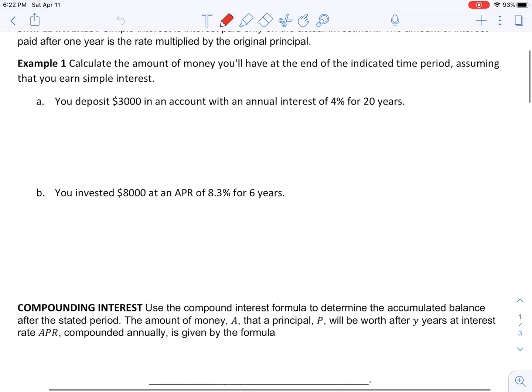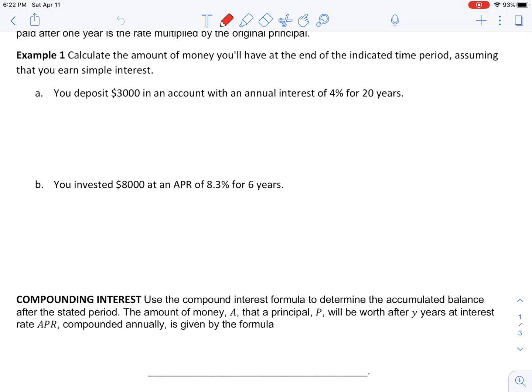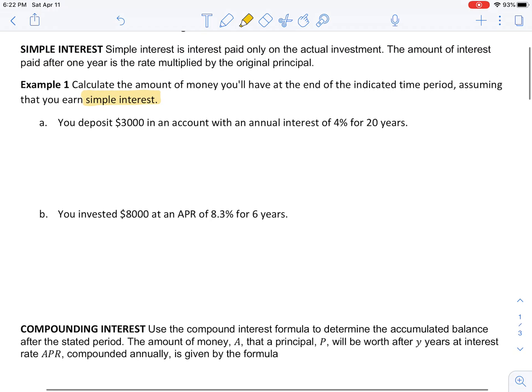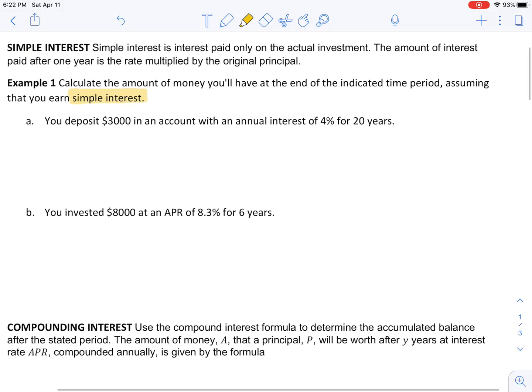Example 1. Let's calculate the amount of money that we're going to have at the end of this investment period by first finding the interest, and we're going to add that interest to the original investment amount, assuming that you earn simple interest. Because we're going to look at different types of interest today, look for these keywords. When you see simple interest, just know that the amount of interest paid after 1 year is the rate multiplied by the original principal.